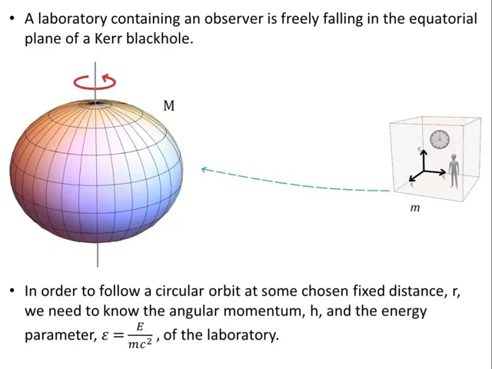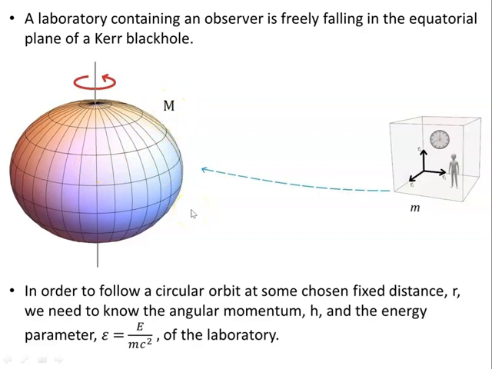So let's imagine we've got a laboratory, or a particle, let's say, of mass small m, containing an observer, and he or she is freely falling in the equatorial plane of a Kerr black hole. And the Kerr black hole here is of mass big M.